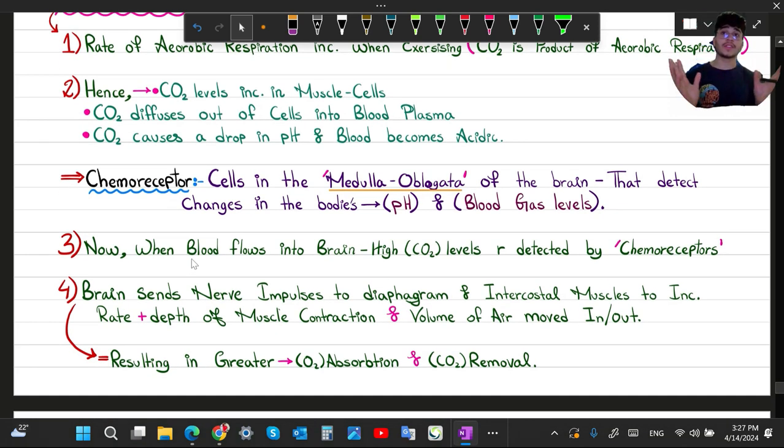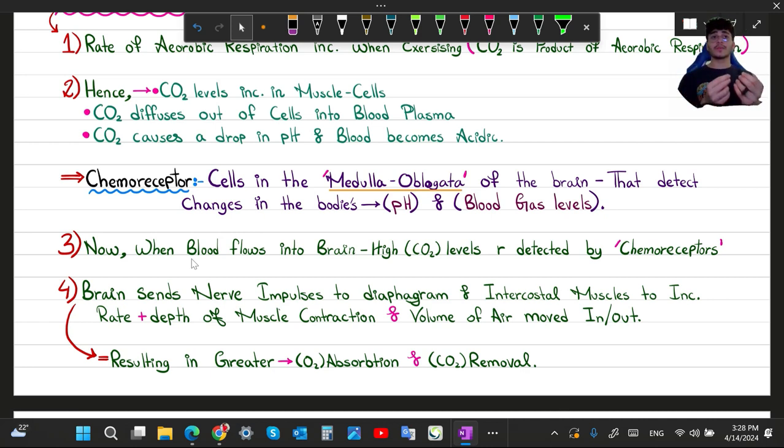This is where chemoreceptors come in. Chemoreceptors are cells in the medulla oblongata of the brain. They detect changes in the body's pH or blood gas levels. Now, when the blood flows into the brain with all this high carbon dioxide concentration, because again, muscles release carbon dioxide in aerobic respiration, causing carbon dioxide to increase in the blood and reduce the pH, this blood is now going to go to the brain, and chemoreceptors are going to detect high levels of carbon dioxide in the blood.